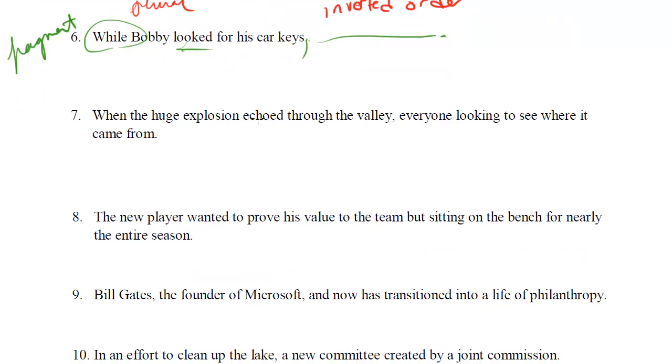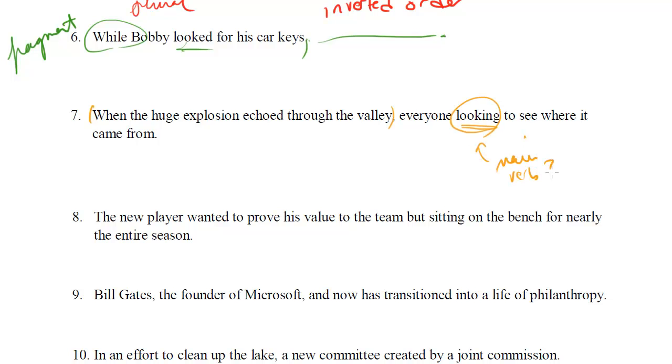"When the huge explosion echoed through the valley, everyone looking to see where it came from." So we might think, well, what is this "looking" doing here? We've got another subordinate clause, dependent clause, that's no problem. And then we've got an independent clause to finish it up. Or do we? Well, here, the main issue is we don't have a main verb.